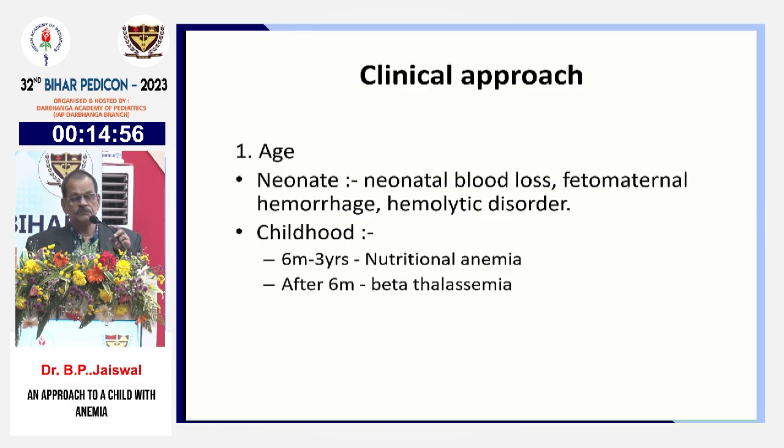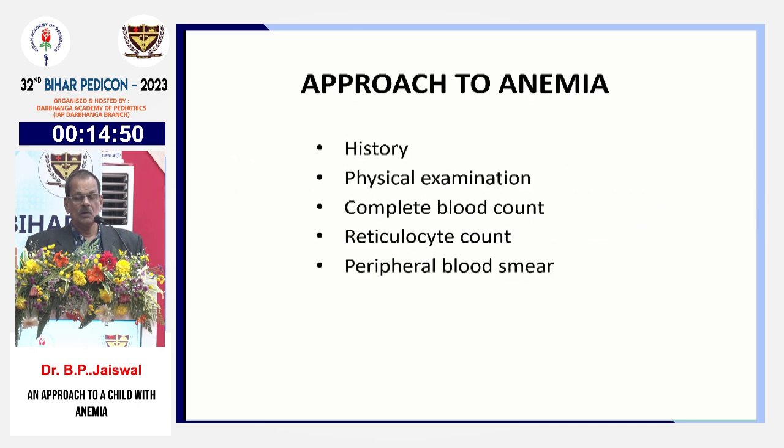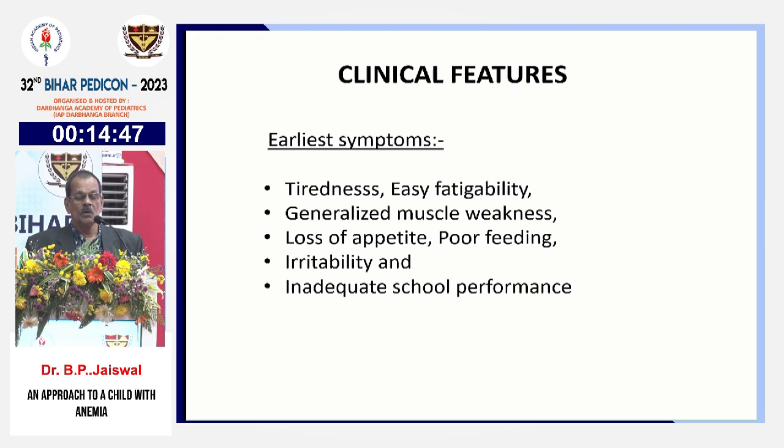Now, clinical features. All of you know what the clinical features are. But the earliest clinical features and the late complications of anemia must be remembered. Now, in the early phase of anemia, the child will have tiredness, easy fatigability, generalized muscle weakness, loss of appetite, poor feeding, irritability, and inadequate school performance. Scholastic performance will diminish.